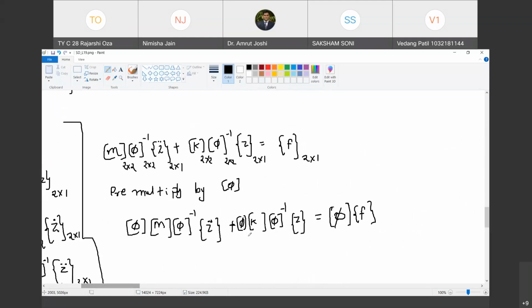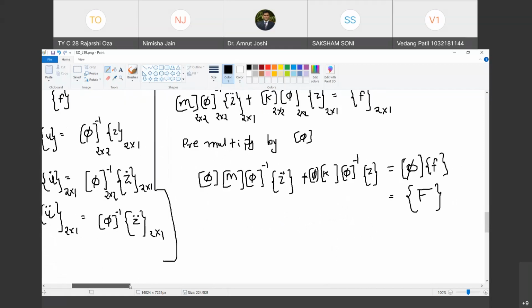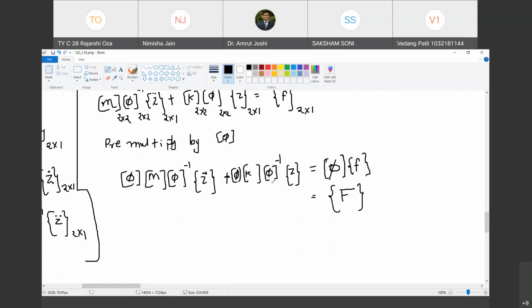We are going to try one more thing later on, but let us continue with this first. So phi m phi inverse z double dot plus phi k phi inverse z equals phi times f, and I call this matrix capital F, which is equal to phi times f. Happy? Now let us try to find out what is phi inverse, because we are going to require phi inverse everywhere. Do you agree with me?